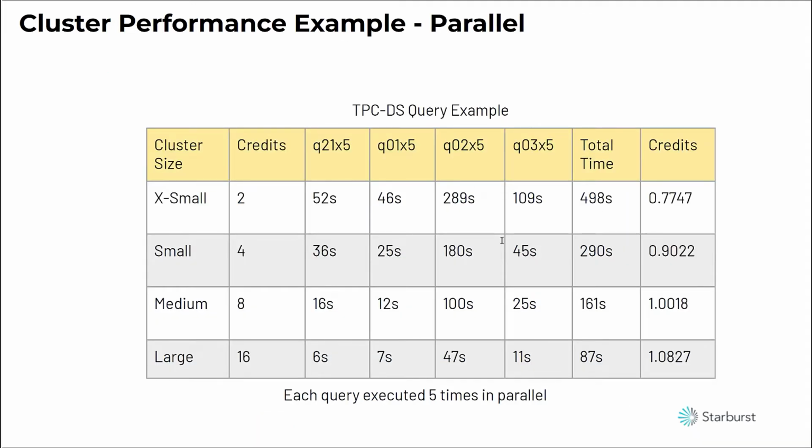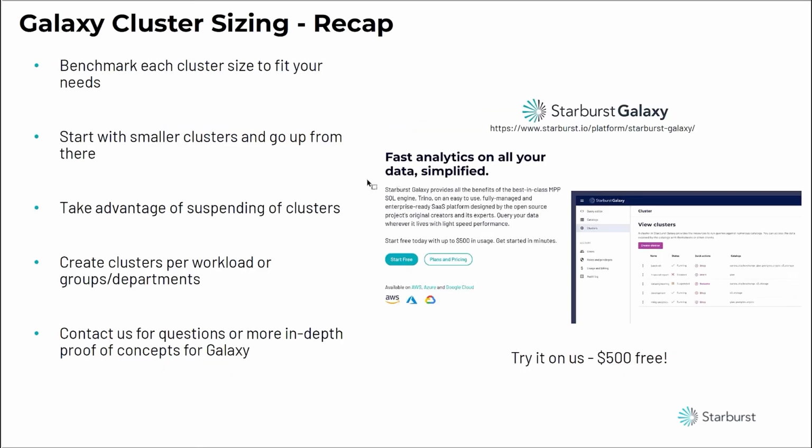The next thing I did was run each of those queries in parallel. So I took that Q21 query and I ran 5 of them at the exact same time. And I did that for all 4 queries here. As you can see, the extra small ran these all in 498 seconds, and then the large was 87 seconds. So there's a pretty big difference between the cluster sizes, and you can see the different credits as well. And this is a little bit more real world, where you have a cluster that's running multiple queries at the same time.